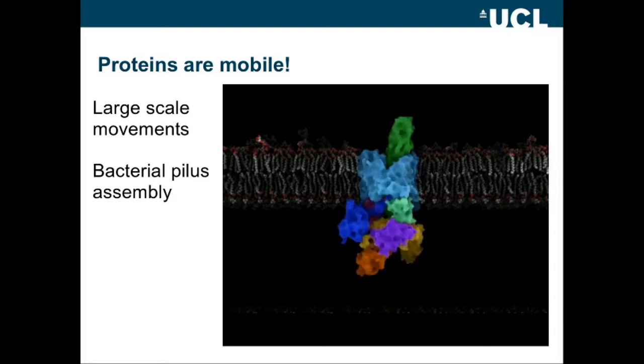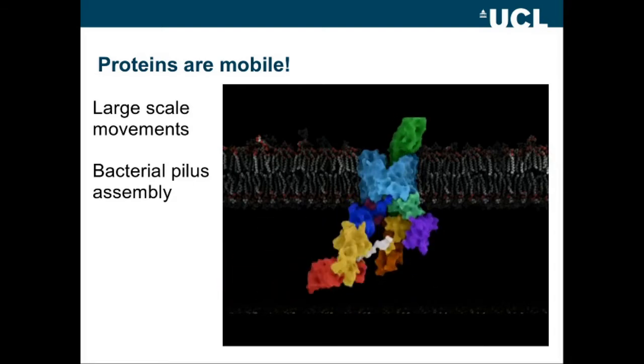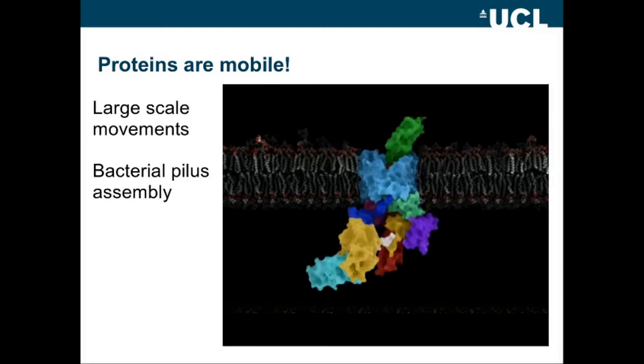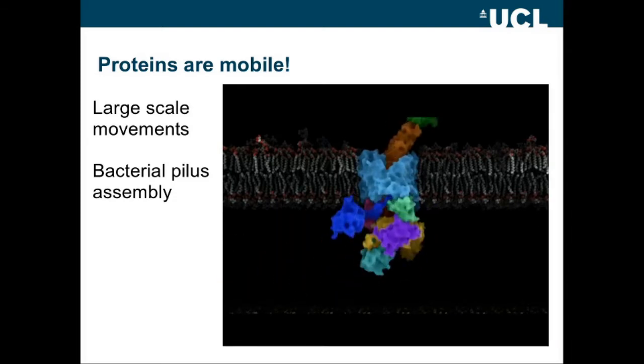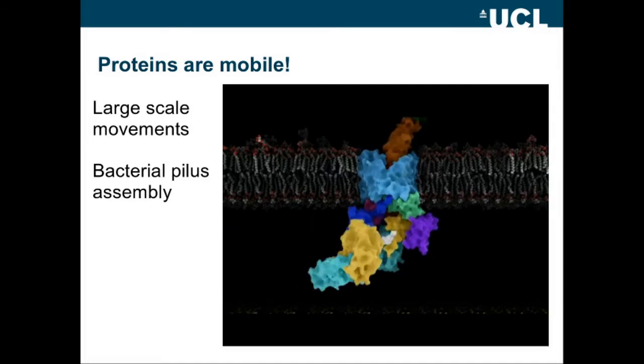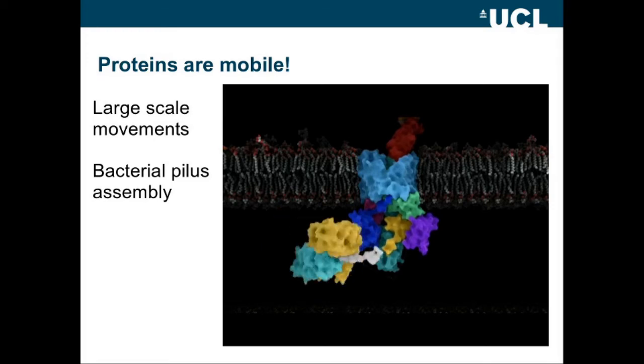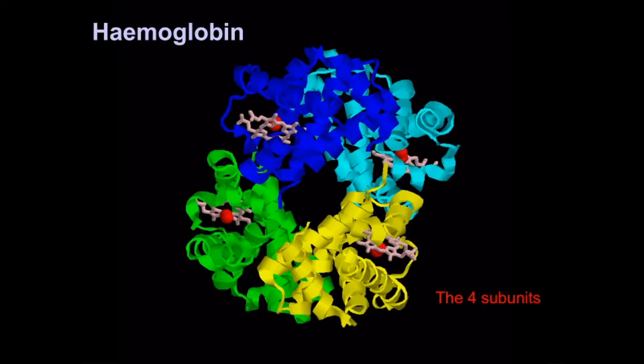The first point really is that proteins are mobile. So that ranges from the sorts of large-scale movements seen here in assembly of a bacterial pilus through to much smaller, detailed movements. So taking hemoglobin as an example, there are 4 subunits shown coloured in blue, cyan, yellow and green, with the heme groups and the bound oxygens shown in pink and red.